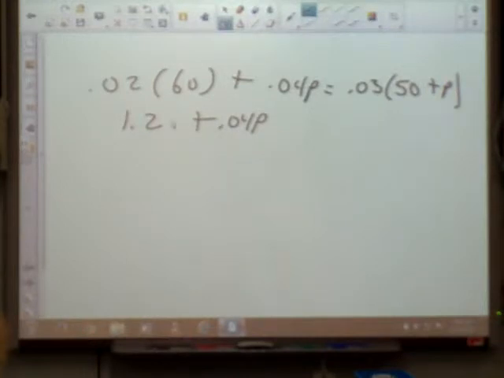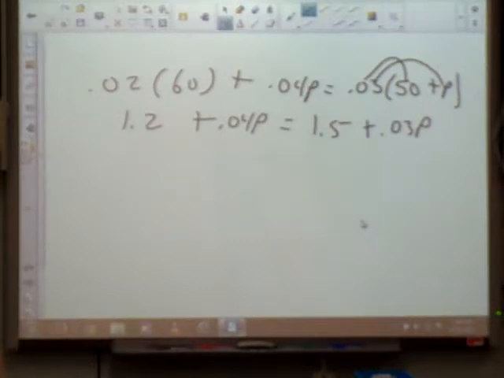Okay, still got a 0.04p. Can I combine this left side? No, good, Baylor, because I got a p and a not p. Very good. All right, so over here, I need to distribute my 0.03. 4.5, yes, ma'am. And then to the p, it just says 0.03p.